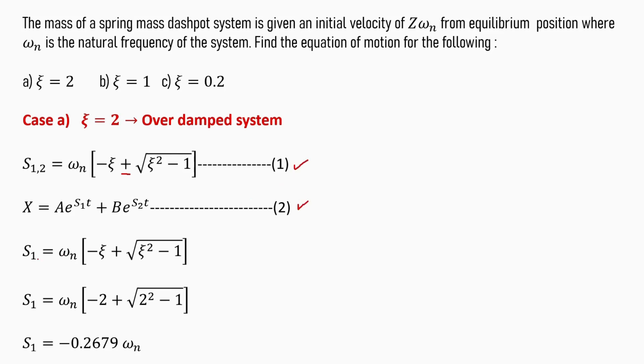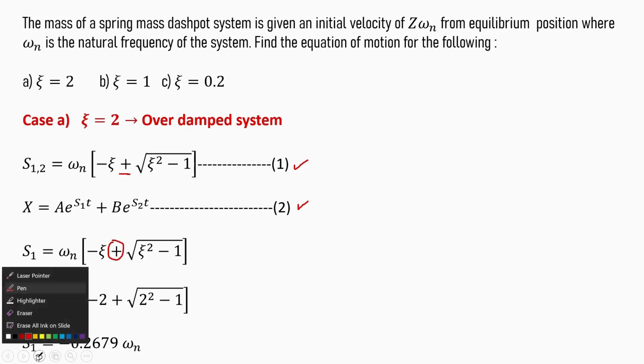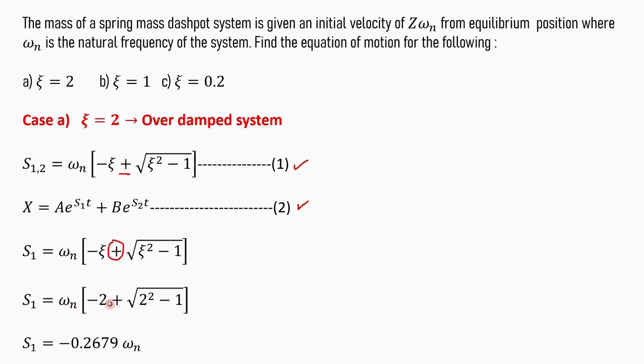For the calculation of the first root s1, we have to use the positive sign, and for the calculation of s2 we have to use the negative sign. So first let us calculate the value of s1. It is omega n multiplied by minus zeta plus square root of zeta square minus 1. In place of zeta we substitute 2, so we have omega n, minus 2 plus square root of 2 square minus 1 under the root sign. These are real and different roots. So the first root is minus 0.2679 omega n.